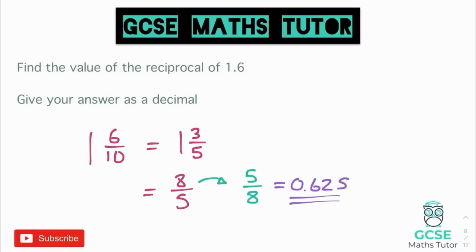And there we go. There is the reciprocal of 1.6. It came out as 5 over 8, which as a decimal is just 5 divided by 8, which is 0.625.